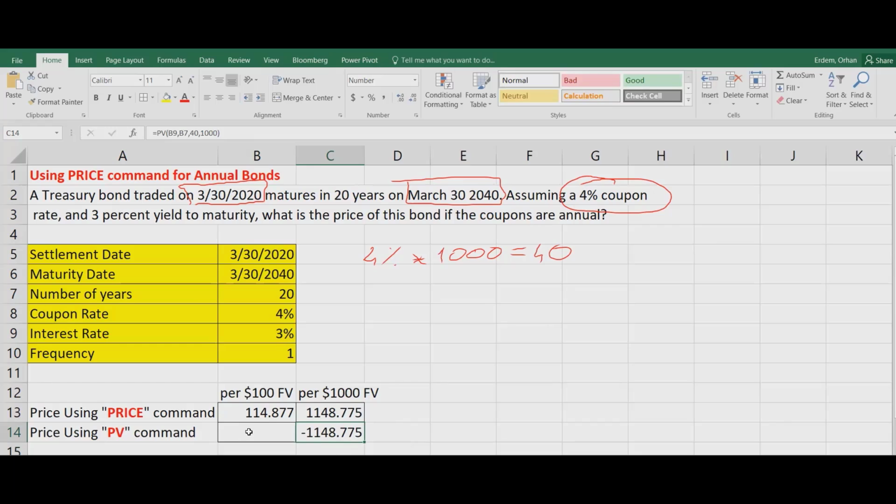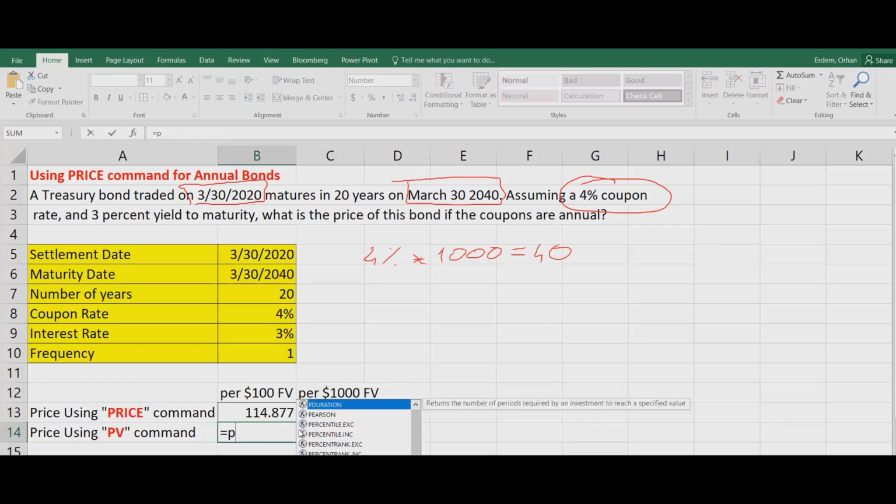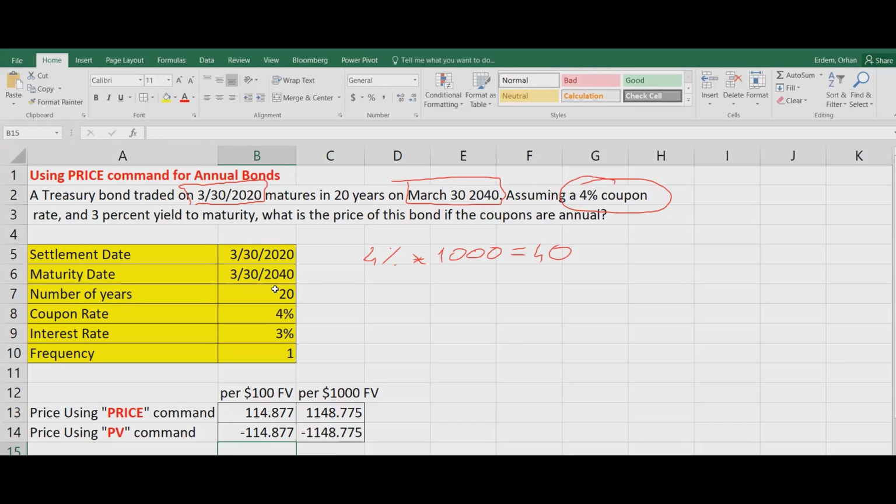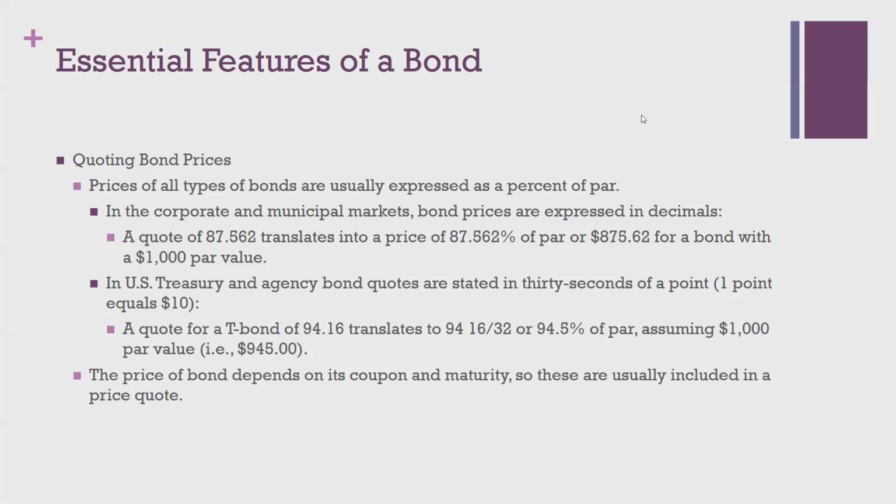And then you can do the same exact thing here, PV function with all the same inputs. This is rate, number of periods is 20. PMT, the only difference is the PMT. If we are using $100 as the face value, the PMT must be 4. Face value, the future value is going to be 100. And you are going to get the same exact thing with the price function and PV function.